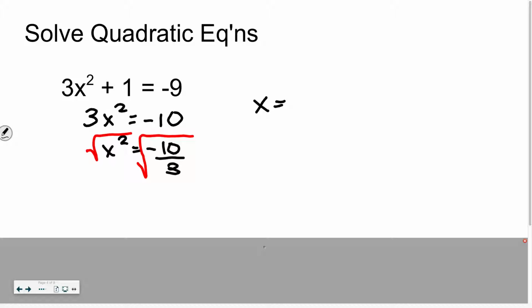So x equals plus or minus. Don't forget when you square root to solve that there are now 2 answers because you're in algebra. You don't know if it was positive times positive or negative times negative. So you gotta have that plus or minus. And then if we're doing the square root of negative 10 thirds, we know it's an imaginary number, so we can pull out the i.